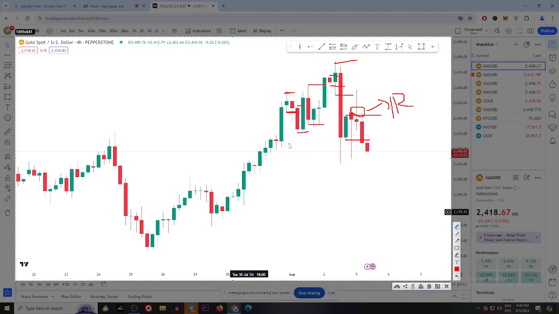Okay. What is it? That's a regular buy engulfing. What is it? Regular buy engulfing. Irregular sell engulfing. Regular buy engulfing. Irregular buy engulfing. Irregular sell engulfing.